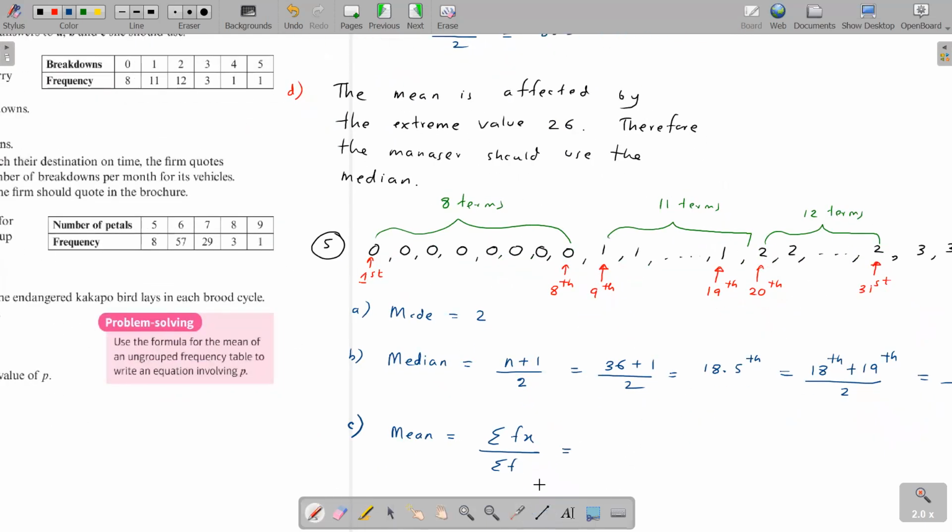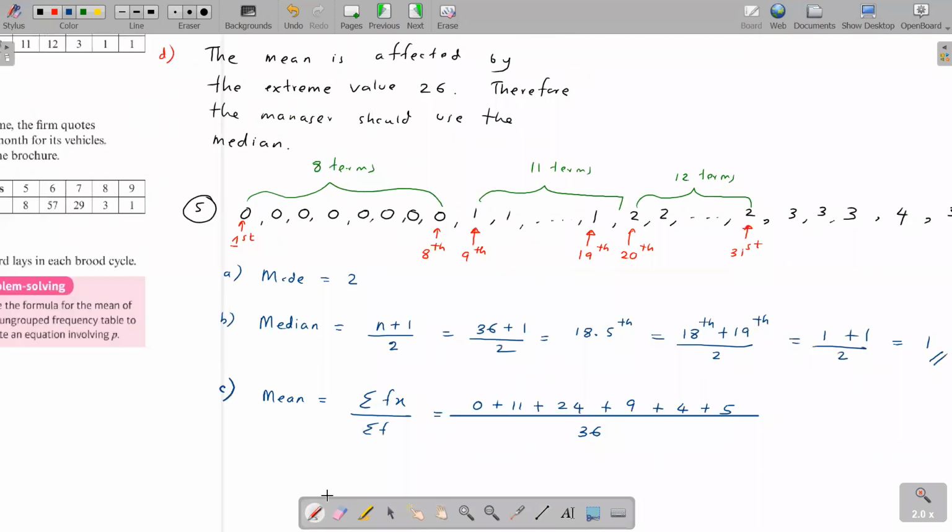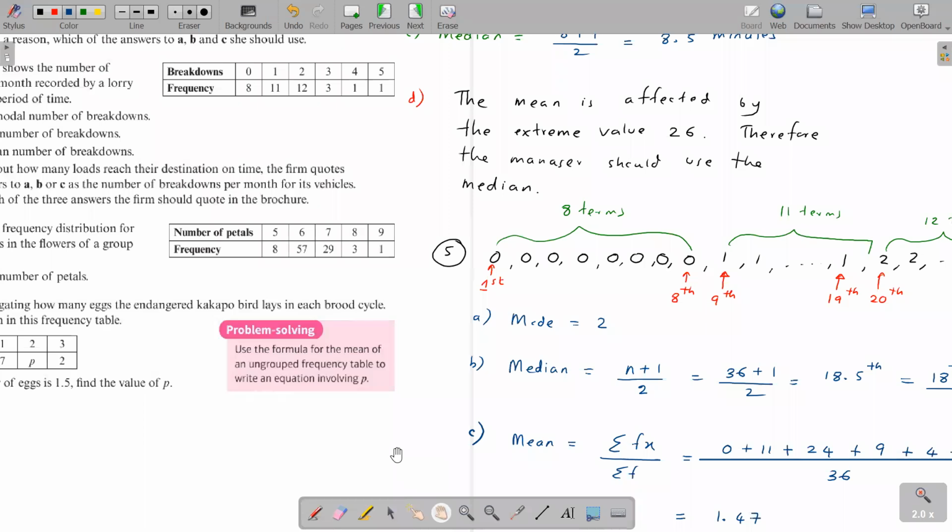So what do you get here then? 0 times 8, which is 0, plus 1 times 11 is 11, plus 2 times 12 is 24, plus 3 times 3 is 9, plus 4 times 1 is 4, plus 5 times 1 is 5. Divide by total frequency, which is 36. And then you get the mean. How much is it? 1.47 breakdowns. So the average value is 1.47 breakdowns.